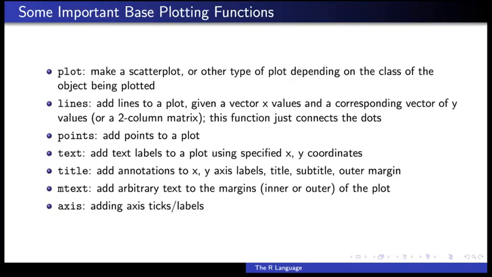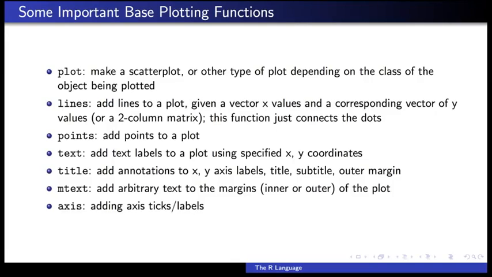So a couple of important base plotting functions. Of course, plot is probably the most basic. It makes a scatter plot. It may make another type of plot depending on the class of the object being plotted. So if you have an object that has a special class that's not a numeric vector or an integer vector or something like that, then plot may make a different type of plot. But for the most part, we're going to be making scatter plots with this function.